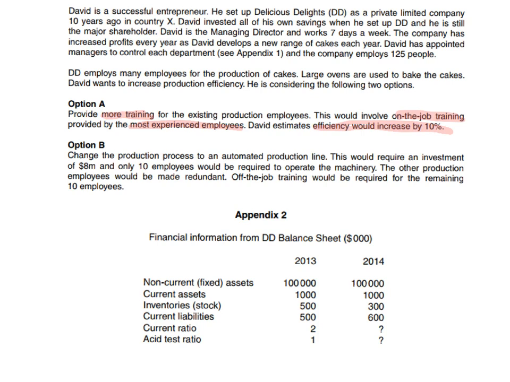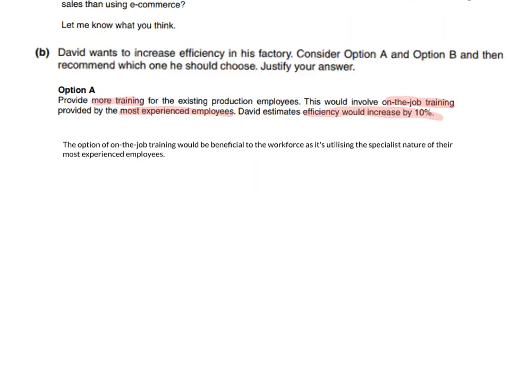Because the argument itself is asking whether it should be option A or option B, we need to look at the main advantages of option A within our first analytical argument. So my first point is the option of on-the-job training would be beneficial to the workforce as it's utilising the specialist nature of their most experienced employees. That's my point. There's evidence because it comes from the case study as well, but I need to develop this further. I need to explain why this is a valid point and how it would be beneficial to the workforce.